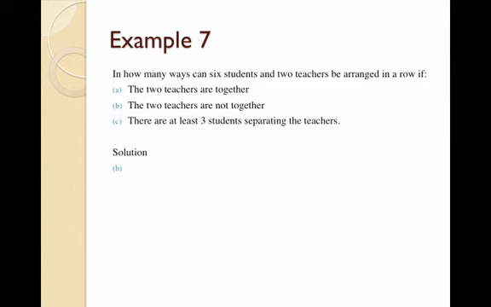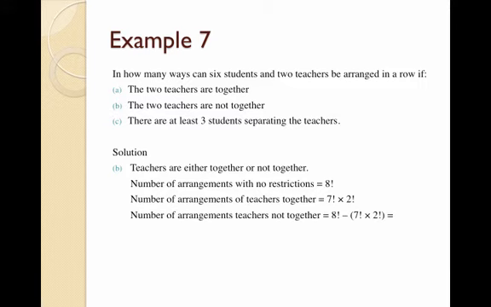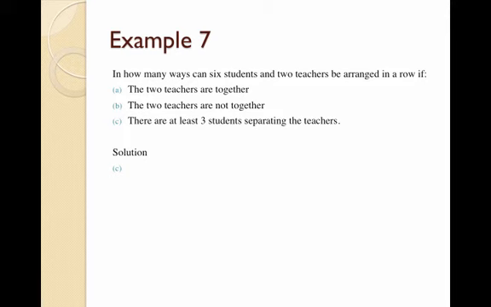For B, the 2 teachers have to be not together. Think about this. The teachers are either going to be together or they're not going to be together. So the total number of arrangements with no restrictions is going to be 8 factorial. The number of arrangements of the teachers who are together is going to be 7 factorial times 2 factorial. We worked that out for A. So if we subtract those 2 numbers, we will get the number of ways that the 2 teachers are not together, which is 30,240.